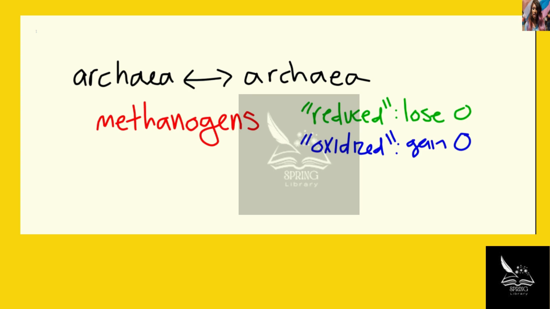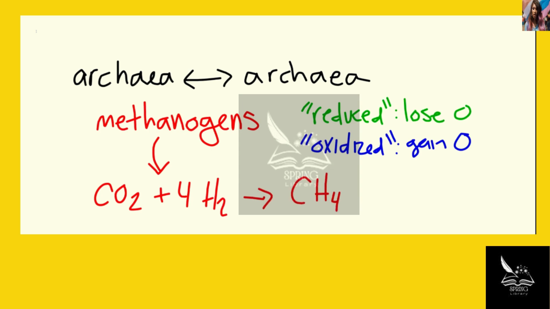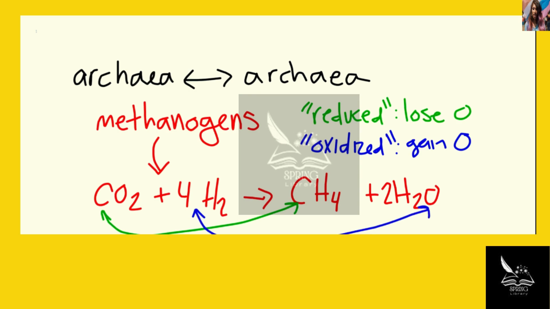And in this process that these methanogens go through, if we look at the chemical equation, right, so they are utilizing the carbon dioxide and then also some hydrogen molecules, right? And the result here is going to be some methane as well as some water. Okay, so what happens here is the carbon was reduced, right? Because it lost oxygen, but the hydrogen has been oxidized. It gained oxygen.